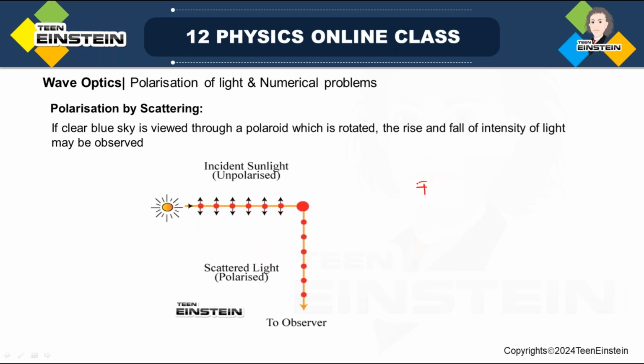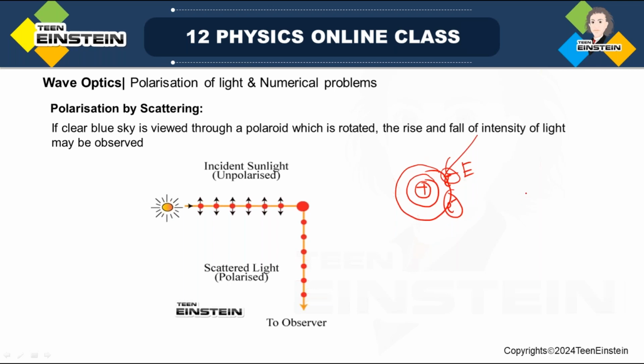In the atomic model, atoms will have electrons in the outer cells. When sunlight falls on this, sunlight is actually an electromagnetic wave, so it has an electric field. Now there are electrons in the outer cells, and those electrons will be influenced by this electric field of the sunlight.